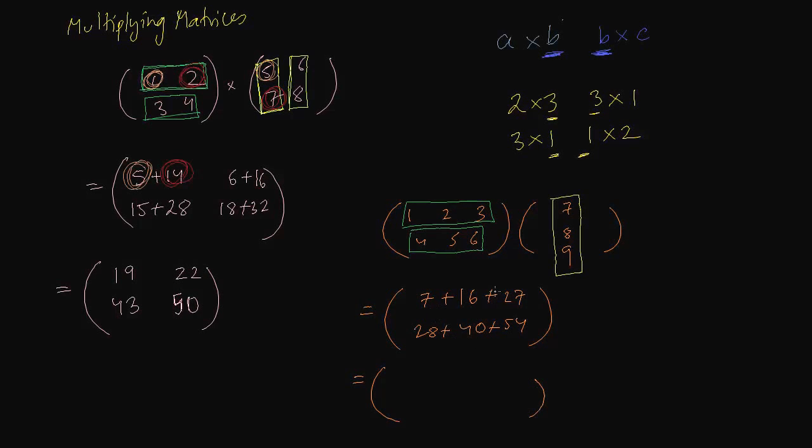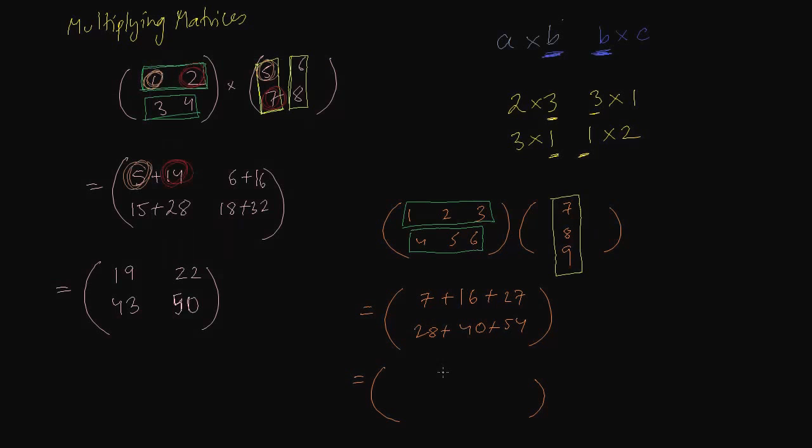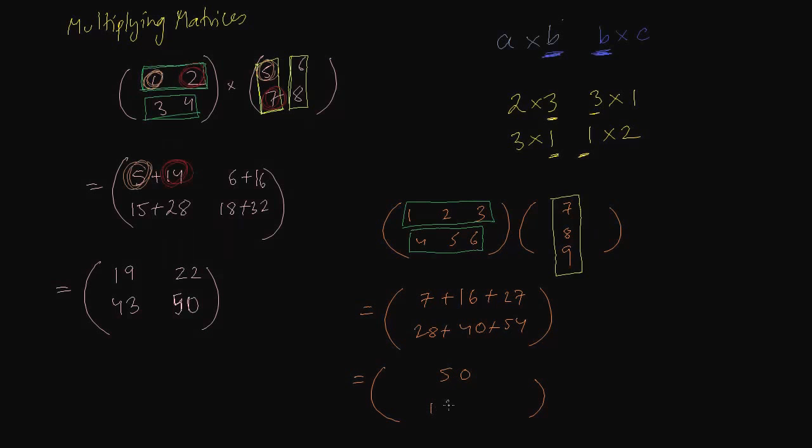If we add this, now I'm going to use a calculator. We are going to get 7 plus 16 plus 27. This is 50, and 28 plus 40 is 68 plus 54. This is going to be 122.